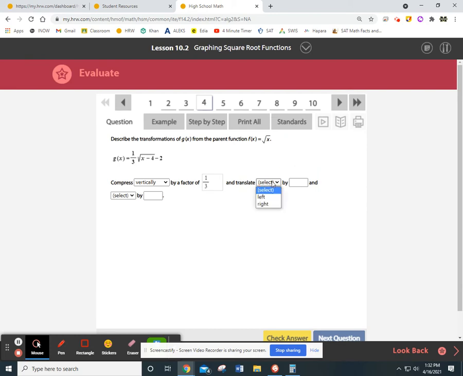Okay, and they are translating it. So remember that if the h is negative inside, you need to change it, so it's actually the h is +4. Okay, so change your h. And then our k is -2.